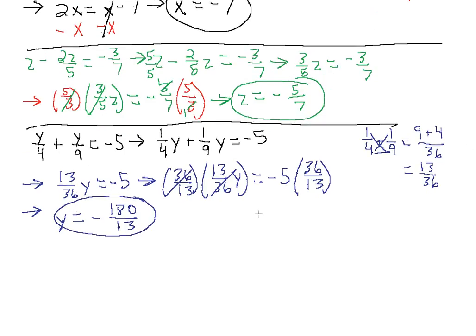Be sure to check our answer by substituting in minus 180 over 13 for our variables up here. The multiplications, like I said, can sometimes be a little ugly, but as long as they work, that's what we're aiming for. I think we have enough time to do one more.